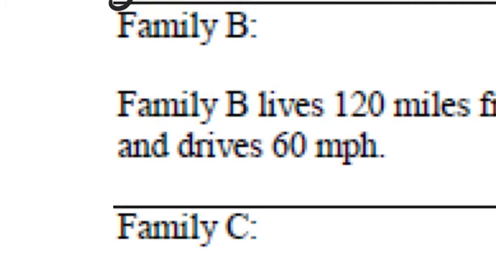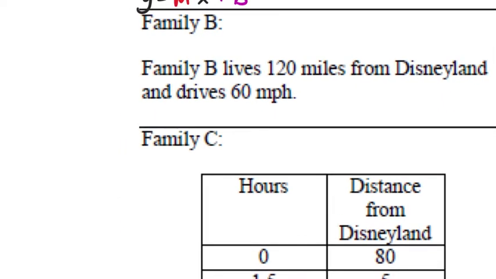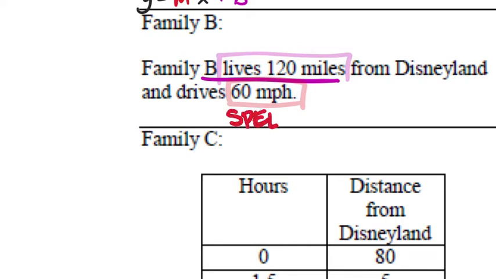Now, let's look at family B. So this one gave us pretty good information here. It even starts by telling us, look, they live 120 miles away from Disneyland, right? So that's nice. We already have that information. So I'm just going to kind of box this in. This is how far away they live from Disneyland, and it tells us how fast they were going. 60 miles per hour. So there's our speed, which again in this case is our slope. And then they also gave us the y-intercept, which is an initial value. Okay? So we know how far away they live from Disneyland, and we know what speed they travel at.